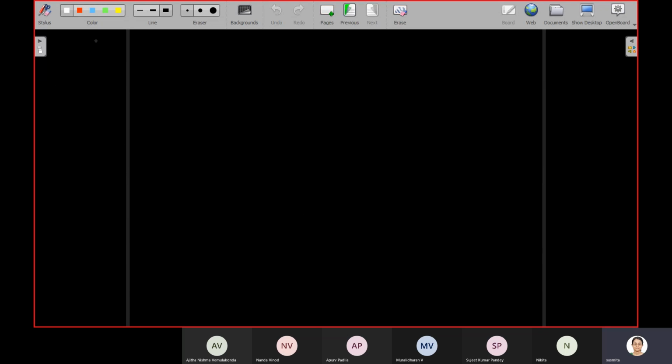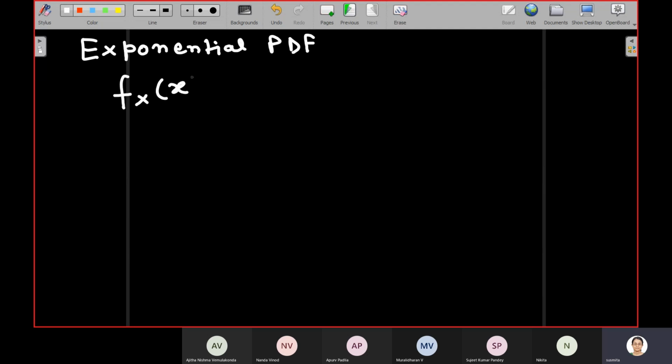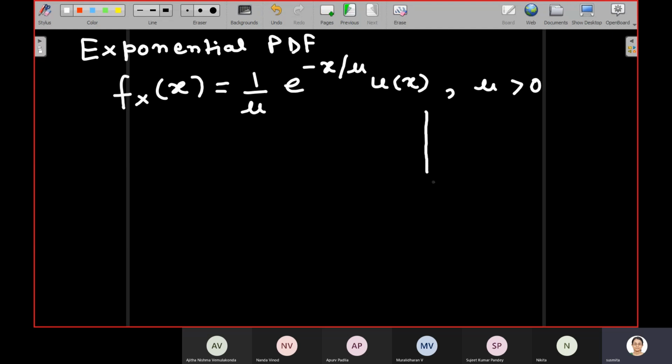The next example that we'll consider is the exponential distribution, or exponential PDF. So it has an exponential function. Again, it is defined only for positive values of x, and mu should be greater than 0. Okay. So it goes like this.